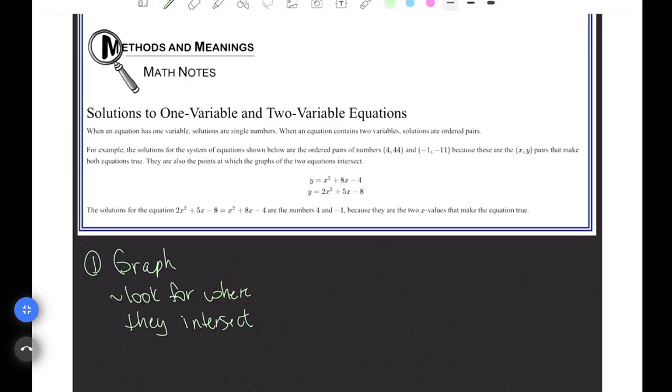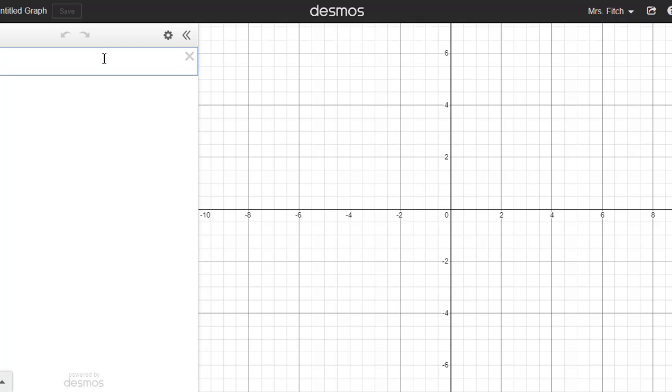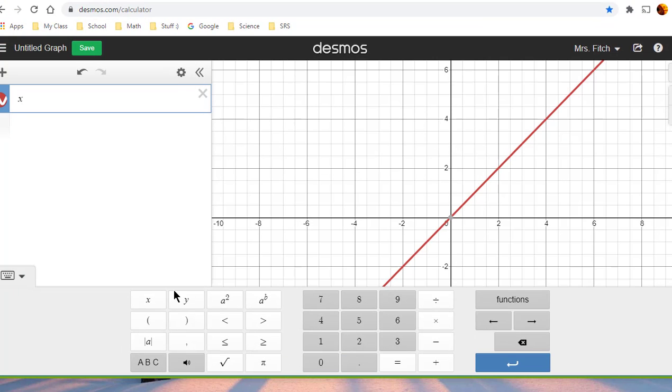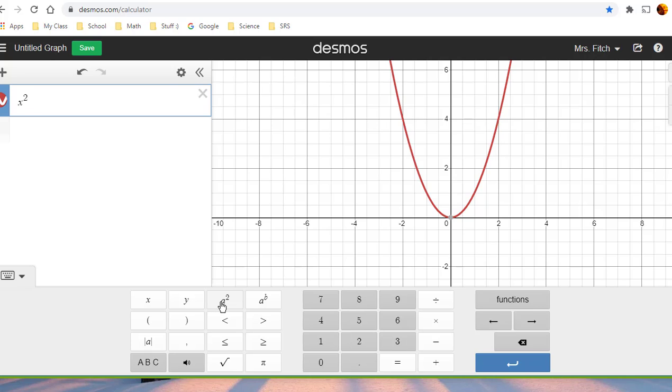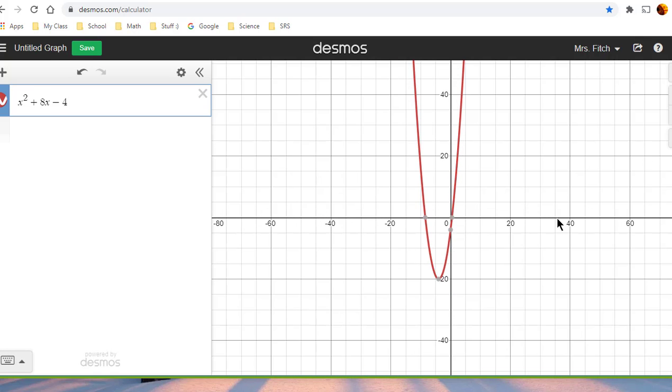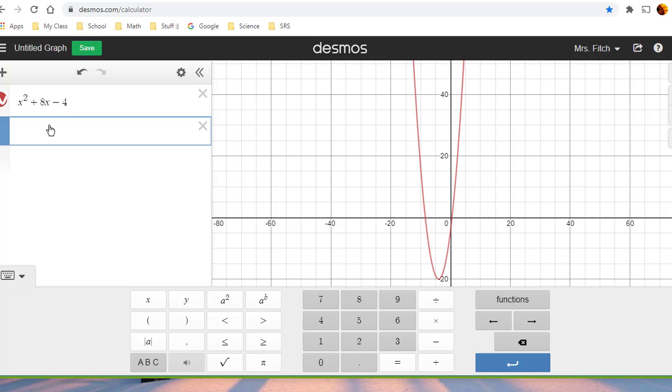So if we jump over to decimals, y equals x squared plus 8x minus 4. I'll shrink that down just so we can see it. It's a square, so it's going to be a parabola because it's a quadratic. It's a positive a, so we know it's going to open up. And the other one was y equals 2x squared plus 5x minus 8.